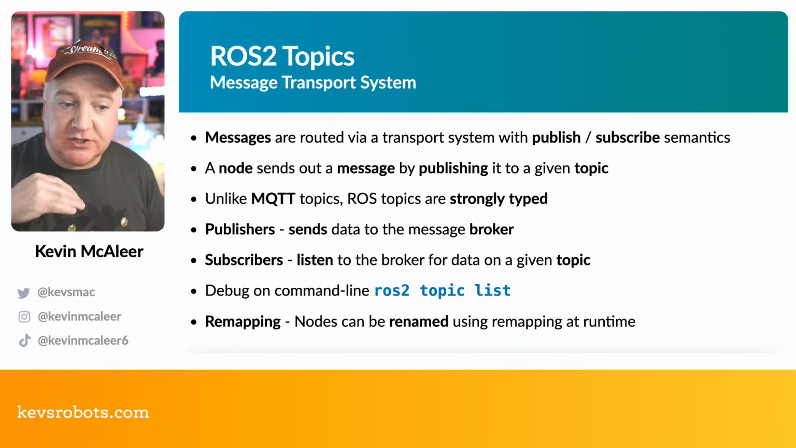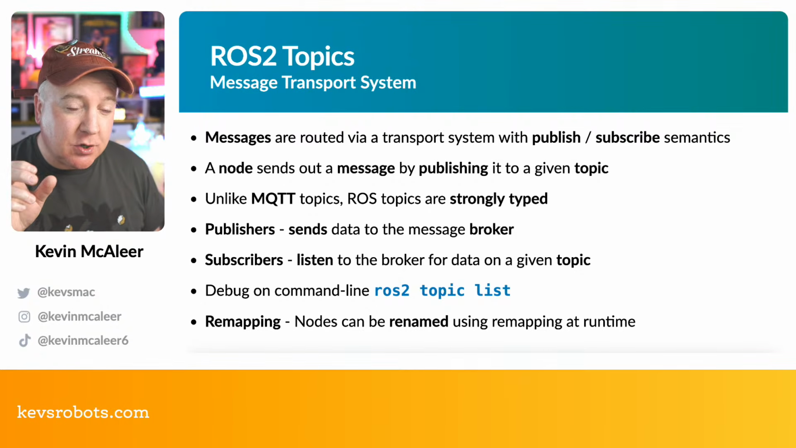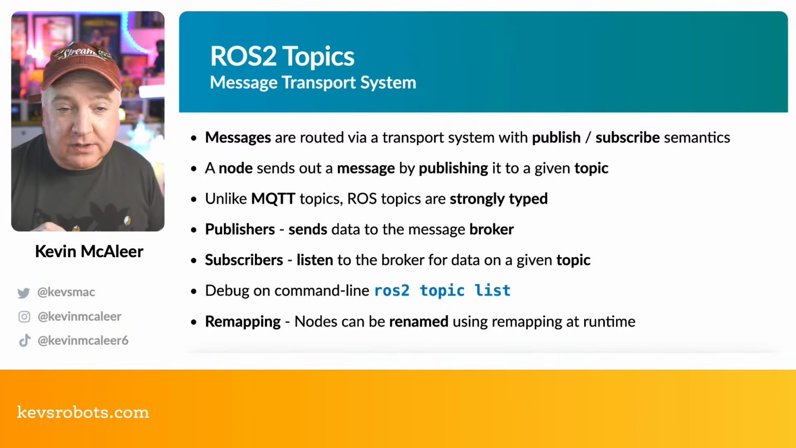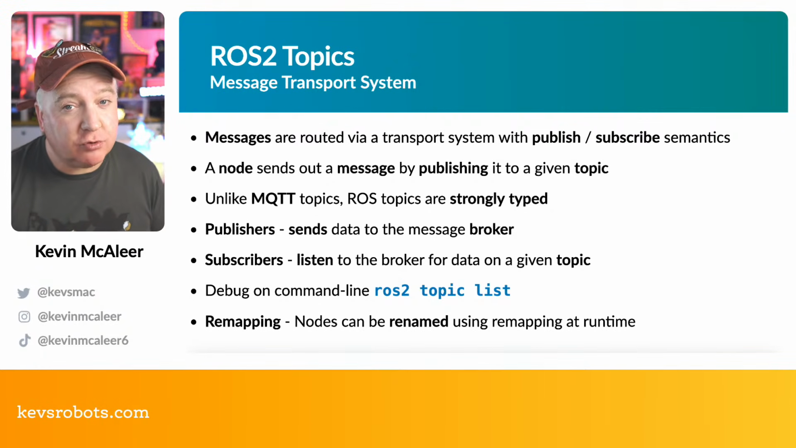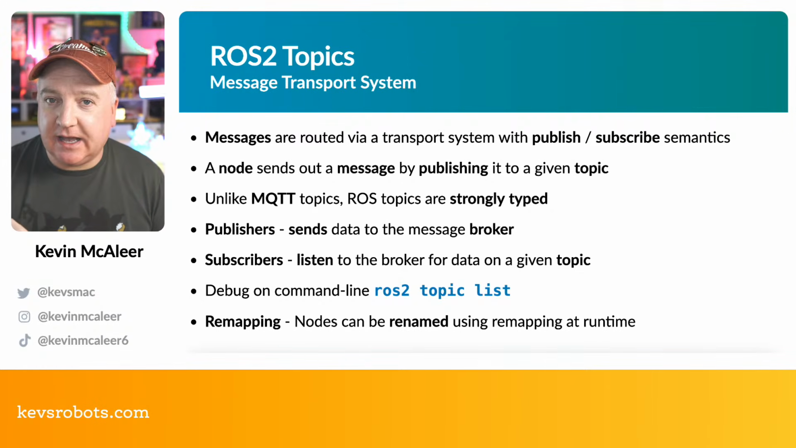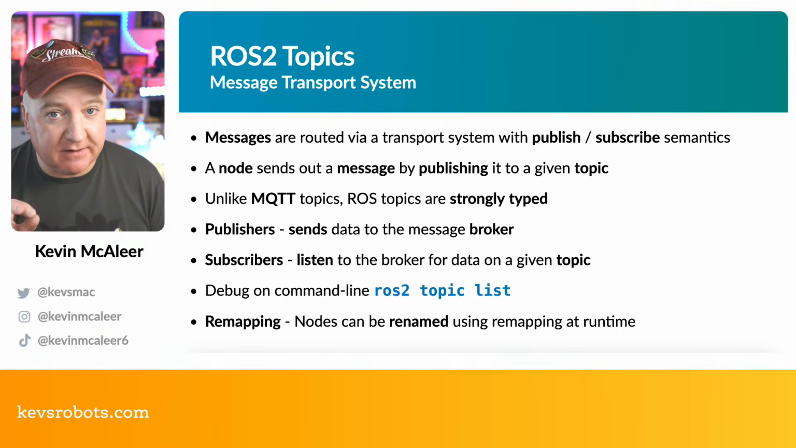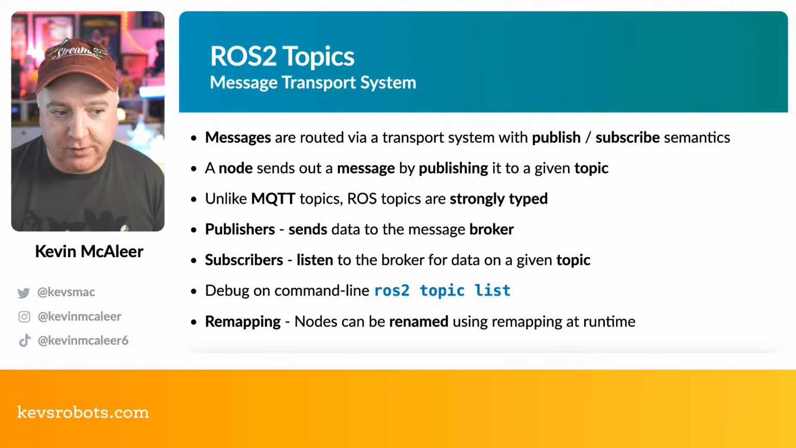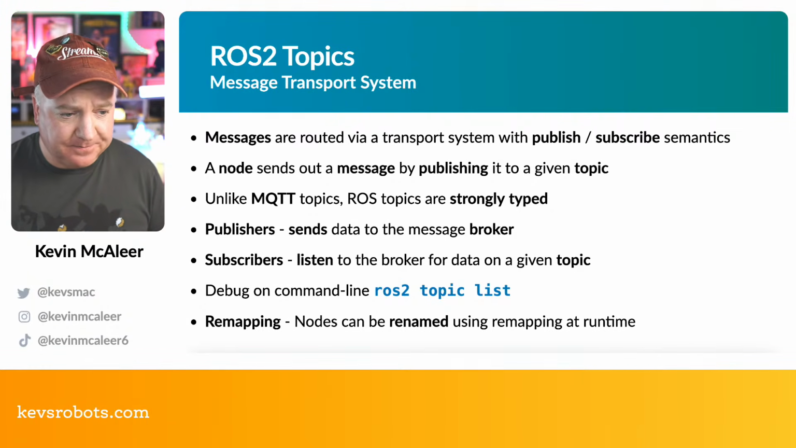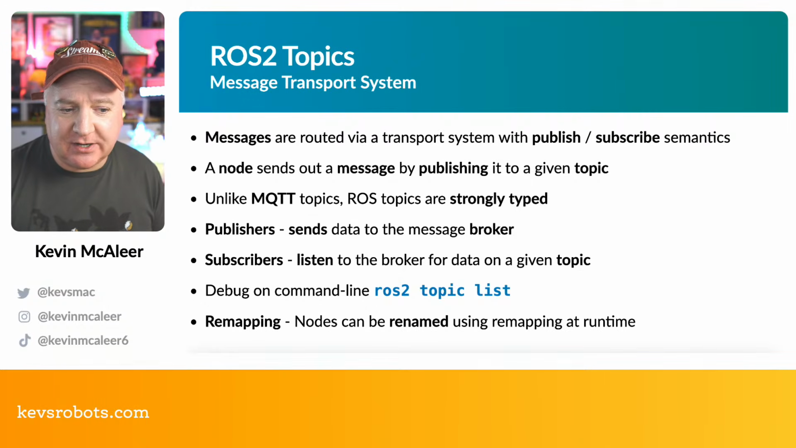So a node will send out a message by publishing it to a given topic. And topics are a bit like channels on a TV. You can have different channels to represent different things. And unlike MQTT, ROS topics are strongly typed. So when you send a message, you define what type of message that's going to be, and the thing that's subscribed to that has to expect it to be in that format too, otherwise all bets are off and it won't work. So the publishers send data to a message broker, which is our ROS message transport system. Subscribers listen to the broker for any data on that particular topic, and then they can deal with that data once they receive it. So again, we can debug this by doing ROS2 topic list.